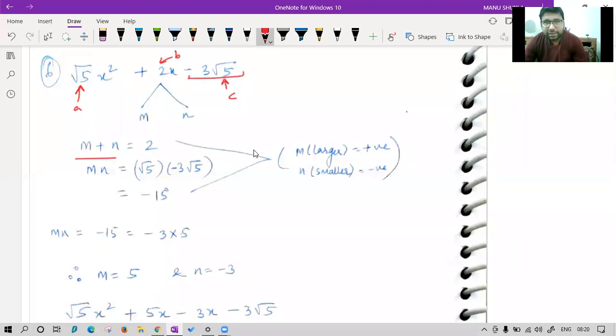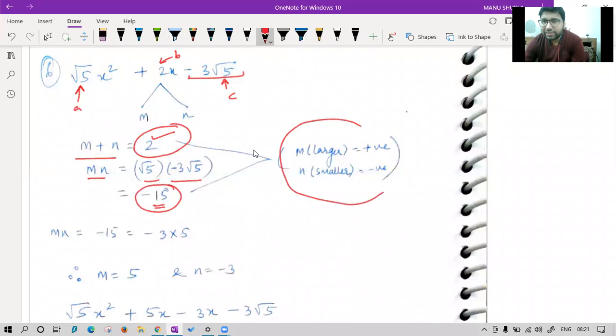So m plus n is 2. M into n is root 5 into minus 3 root 5, we have got minus 15. Now, class, what can we say about the sign of m and n? Because the product is negative and the sum is positive, the only possibility is that they have different signs.